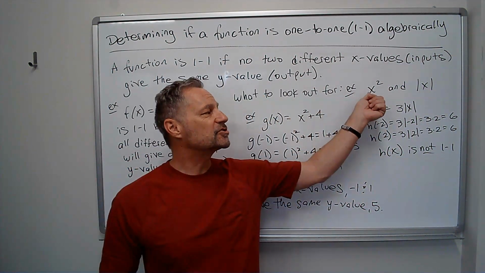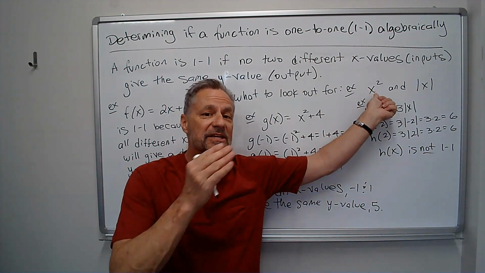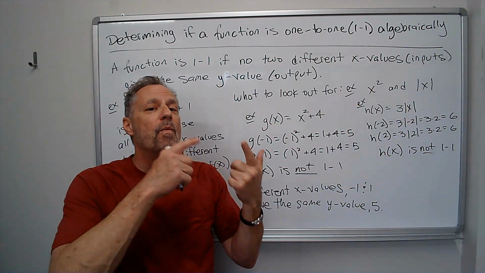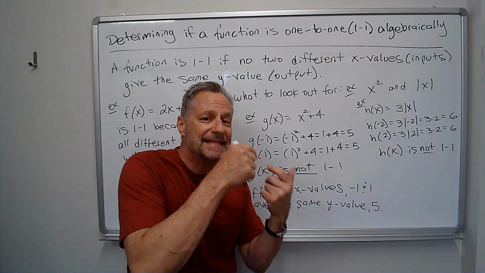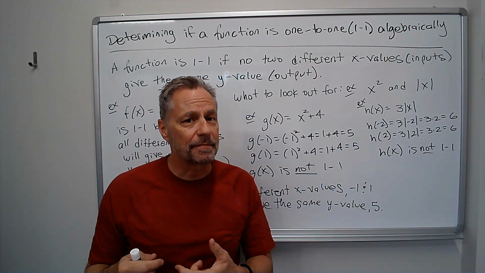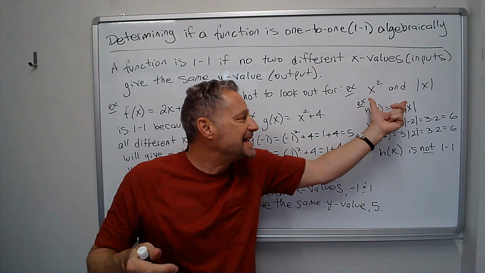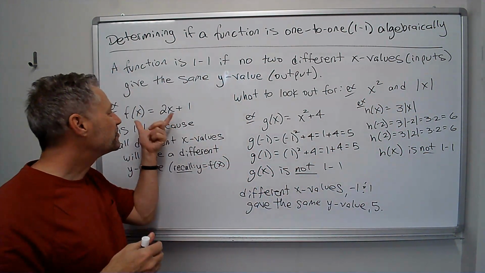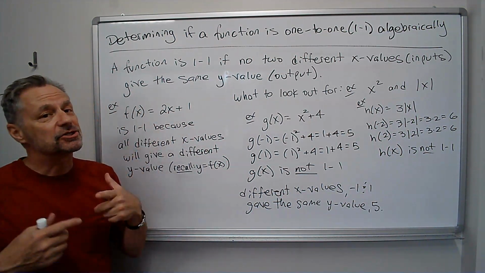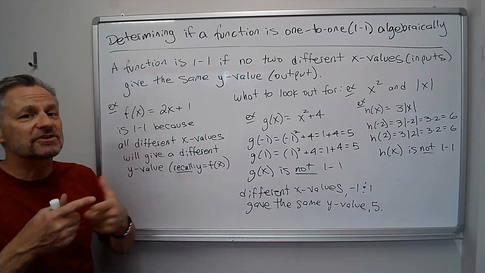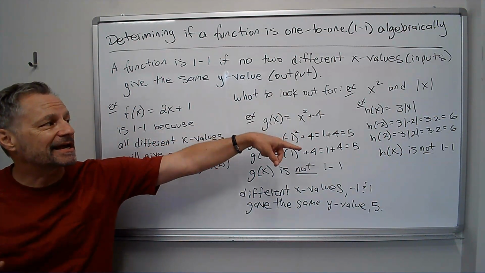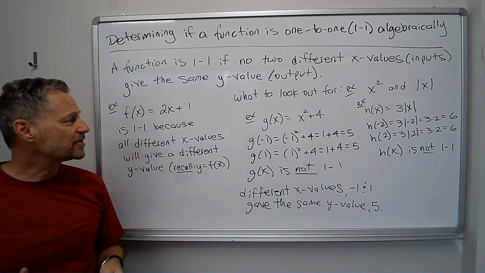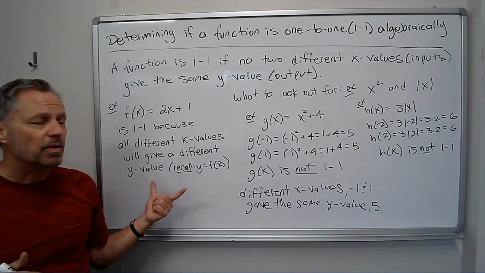So again, these are some things to look at. x squared, maybe x to the 4th, x to the 6th, absolute value of x. What we do is we try to plug in the negative and the positive of the same number. That's one of the key things that's going to make it not one-to-one. If we don't see that, it's usually going to be one-to-one. You may look to see if there's something other than x squared, x to the 4th, x to an even power, or absolute value of x. But that's what we look for.